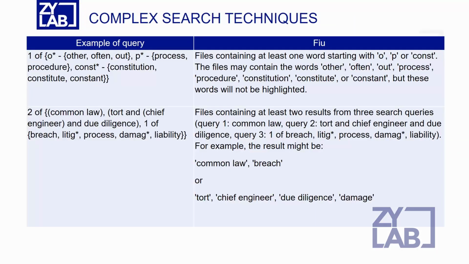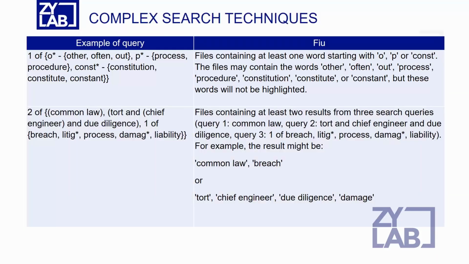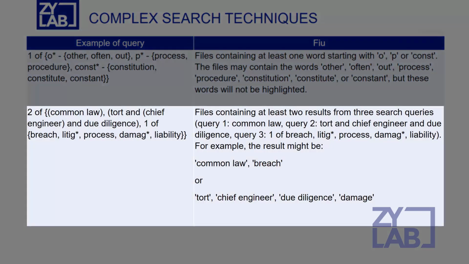Here are some additional examples of complex search queries using various search techniques. In this query, files containing at least one word starting with O, P, or CONST would be returned. The files may contain the words other, often, out, process, procedure, constitution, constitute, or constant, but these words will not be highlighted.